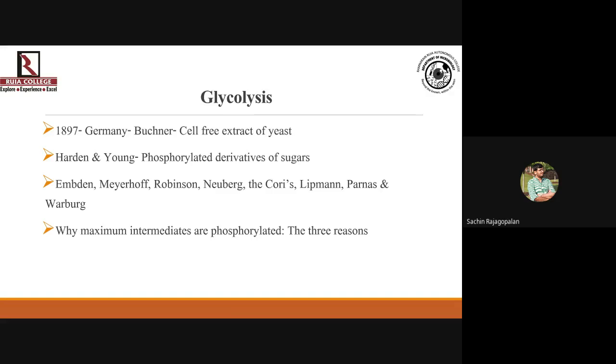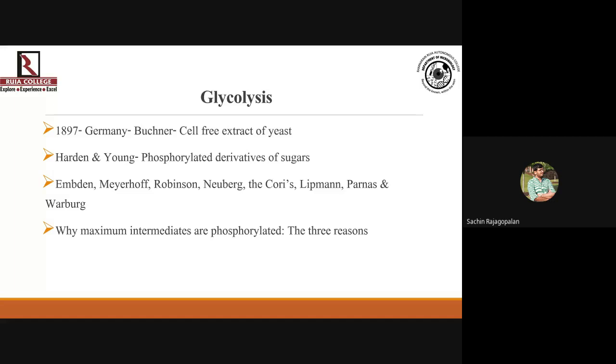And it's very interesting to see how different experiments have led to the discovery of this particular pathway, which today we refer to as the EMP pathway. So the first metabolic pathway to have been elucidated and best understood is the glycolysis pathway.